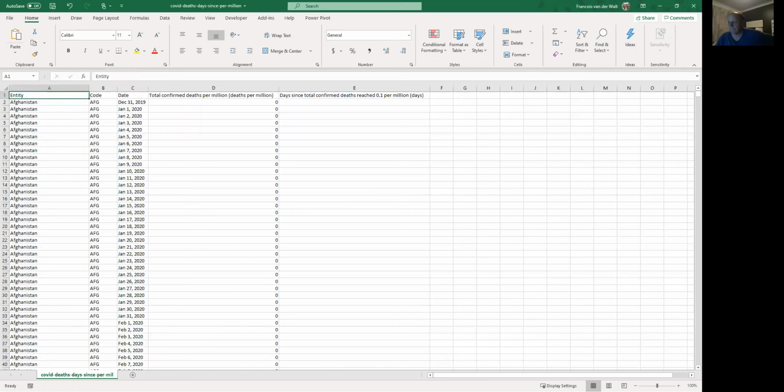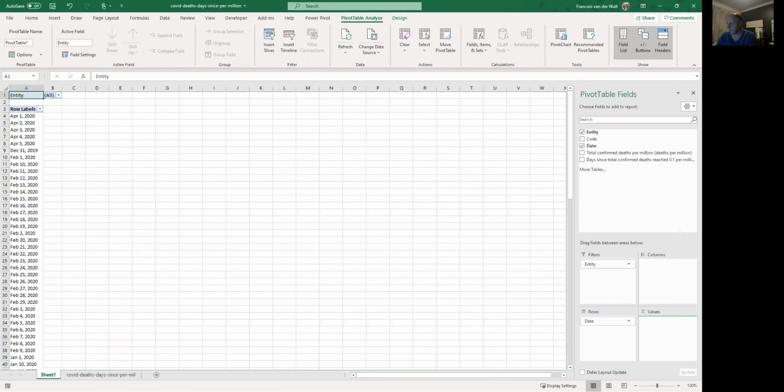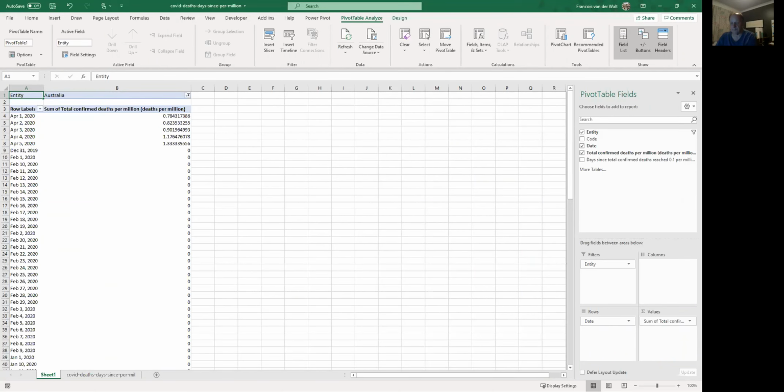For instance, I can ask you, what is the total confirmed deaths per million? I can say to you, show me the graph of the cumulative deaths per day for Australia. So I'll show you how, with proper dates.